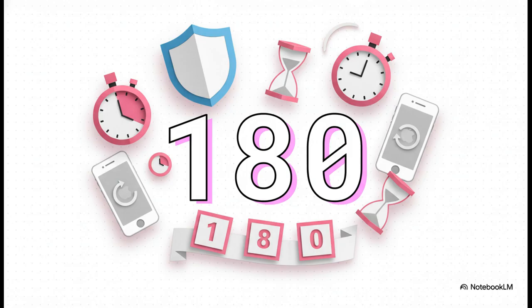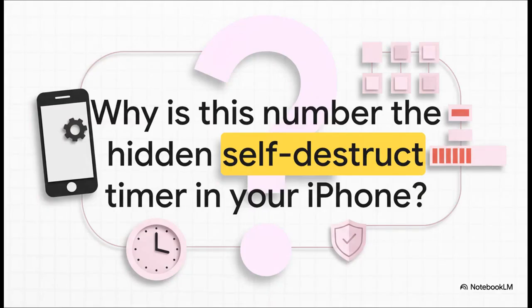So, what makes this number so special? And why on earth is it secretly programmed into your iPhone? Because that's really the heart of the question, isn't it? Why would your iPhone just decide to restart itself every 3 minutes on the dot? It feels like a bug, but it's way too precise, way too consistent to be just a random glitch. Today, we're going to find out why it's not a bug at all.